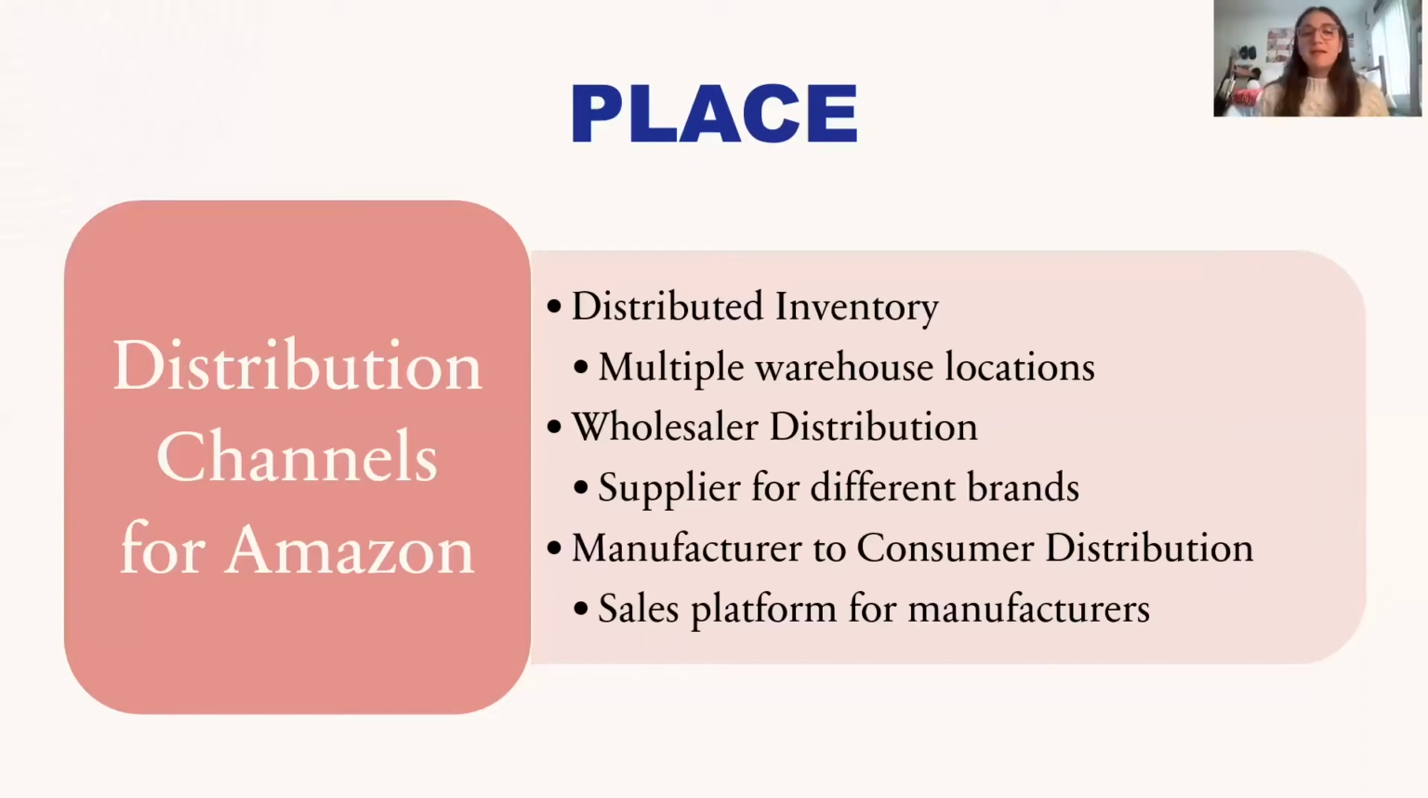The company we decided to work on is Amazon. And so talking about place and the distribution channels that Amazon uses to operate their business, one example is distributed inventory. This is where they have multiple warehouse locations, which helps them to save money, because with many locations, when a customer places an order, the warehouse location closest to that customer is going to be the one to send out that order. And so this helps to reduce transportation costs.